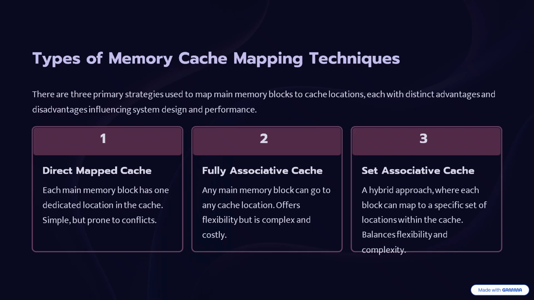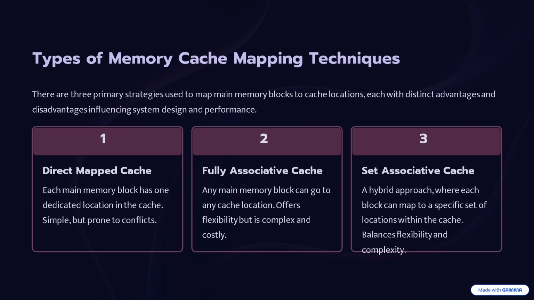So moving on, I'm going to be touching on the types of memory cache mapping techniques. We have three primary strategies used to map main memory blocks to cache locations. Each has its distinct advantages and disadvantages, influencing system design and performance. One, we have the direct mapped cache. Each main memory block has one dedicated location in the cache. It's simple but prone to conflicts. Two, fully associative cache. Any main memory block can go to any cache location. It offers flexibility but is complex and costly.